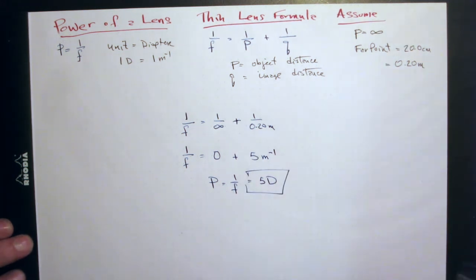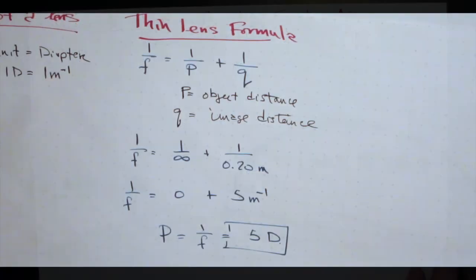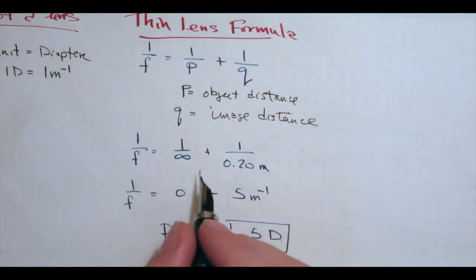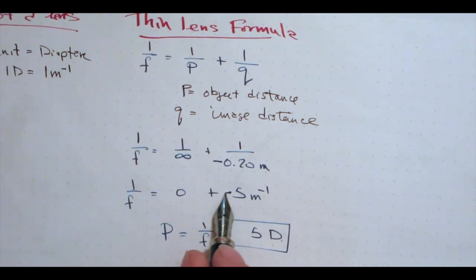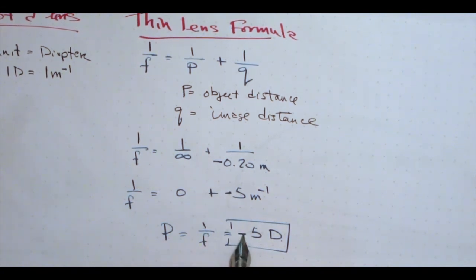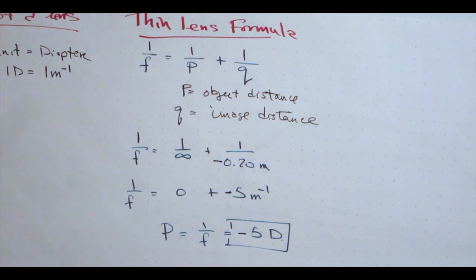Now I did make an error here. I did forget to include that because the image is virtual, this distance would be considered negative, as the image is on the same side as the lens as the object.